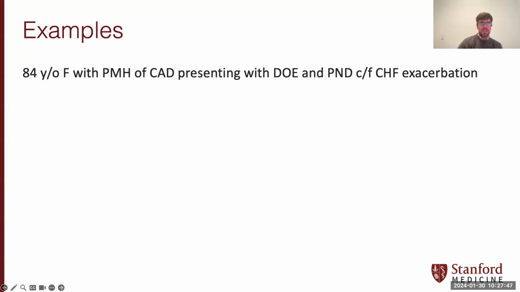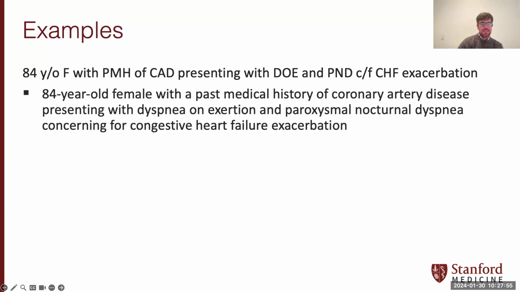So I think probably the DOE and PND are getting people. And so this is a complicated one. Oh, nice. They're rolling in. So this is sort of an idea of past medical history plus symptoms coming in. And so this is an 84-year-old female with a past medical history of coronary artery disease, presenting with dyspnea on exertion, which is shortness of breath with movement, and something called paroxysmal nocturnal dyspnea, which is where when someone lays down, they get more short of breath. That's most concerning for a congestive heart failure exacerbation. So these are fairly classic symptoms for a congestive heart failure exacerbation.